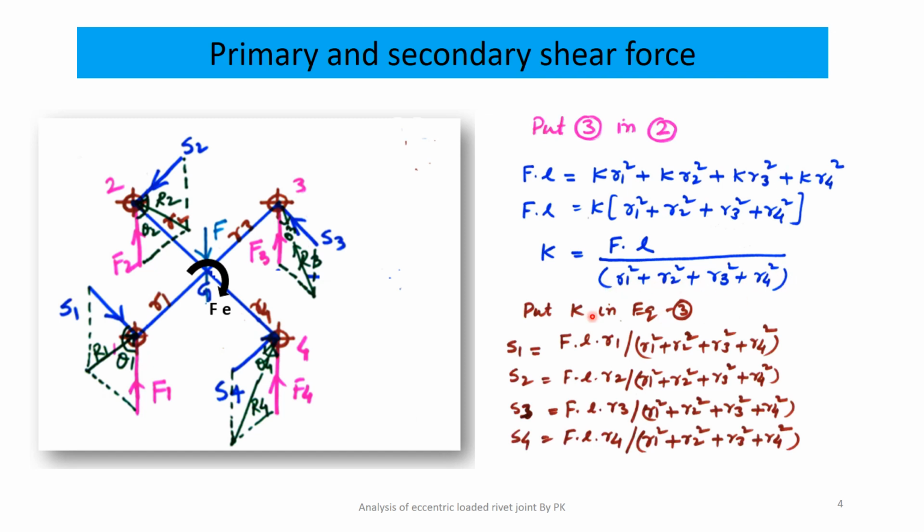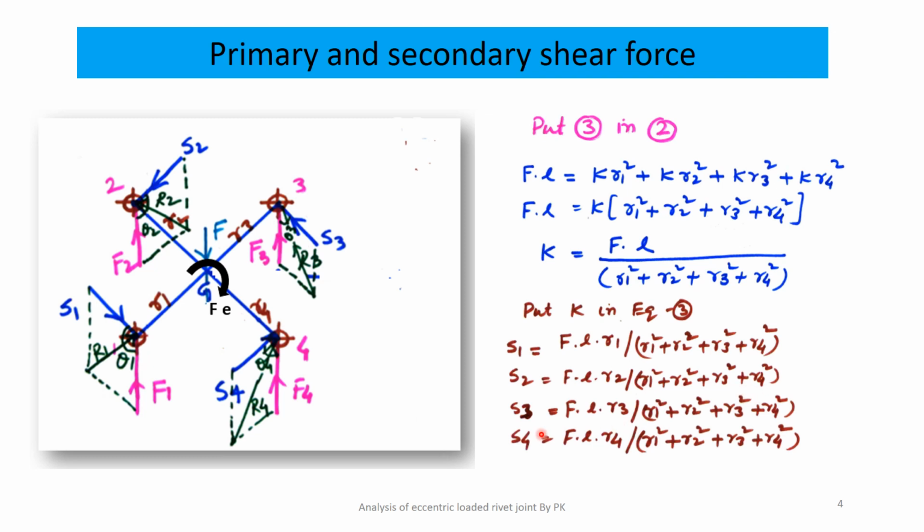Now we put the value of K in this equation, because S1 we know is K into R1. So the value of force S1 should be equal to F into E into R1 divided by R1 square plus R2 square plus R3 square plus R4 square. The value of S2 is K into R2. We multiply this K by R2, so this is Fe R2 divided by R1 square plus R2 square plus R3 square plus R4 square.